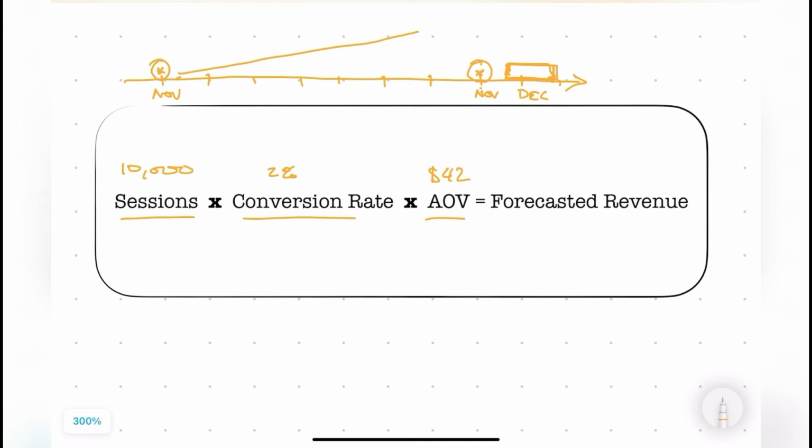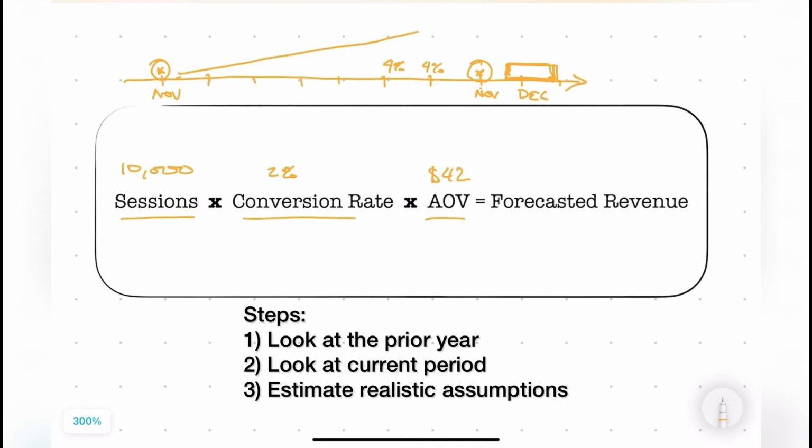So let's say we've been trending at 4% conversion rate, and back here we were at 1% conversion rate. Well, then we may not want to have 1% conversion rate for December. We may want to say that December is going to be closer to 4%. So you want to look at December as well. Actually, I misspoke. You can look at November, you can look at the change, but you also want to look at December.